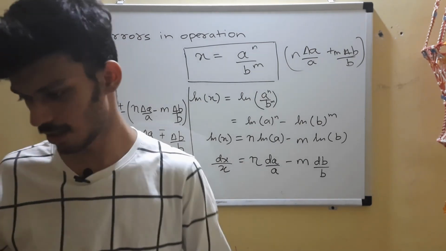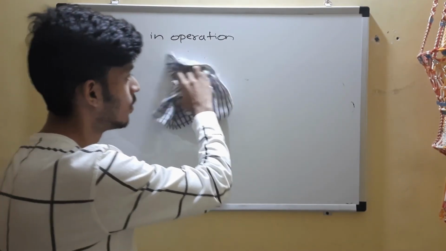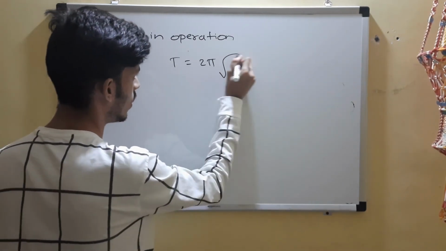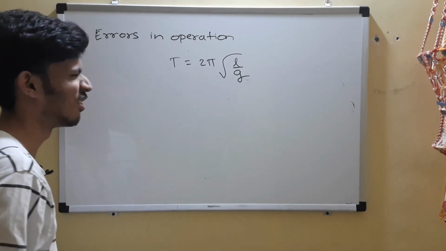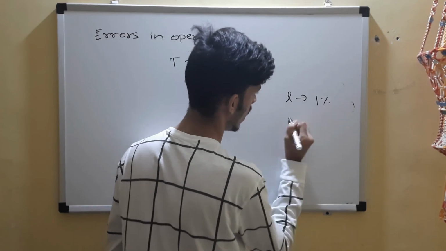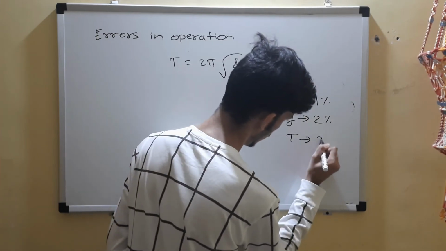Okay, so we'll practice one problem on it. You can note down the derivation as well. If you didn't understand, no issues, you know the formula finally. That is what is more important. Okay, what can be the example of this? Let's take an example for this. T is equal to 2 pi under root L by g, time period of pendulum. Okay, so they have said L has an error of 1% and g has an error of 2%. Calculate the error in T.